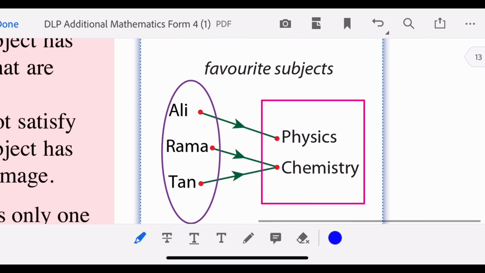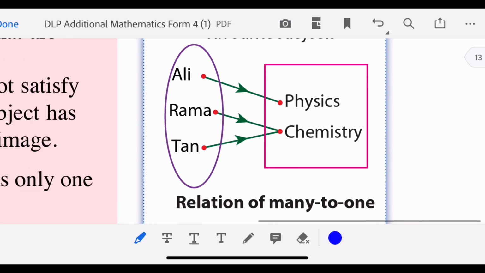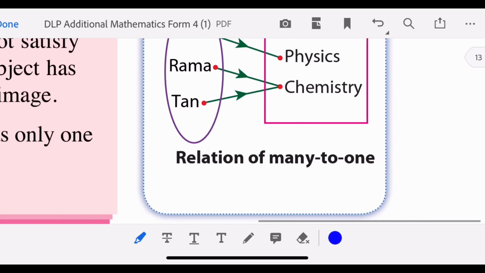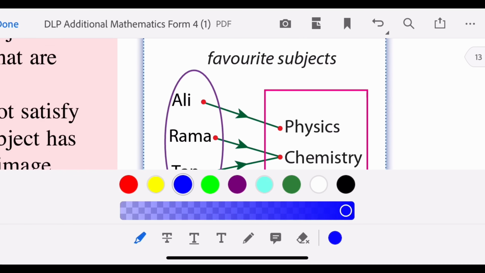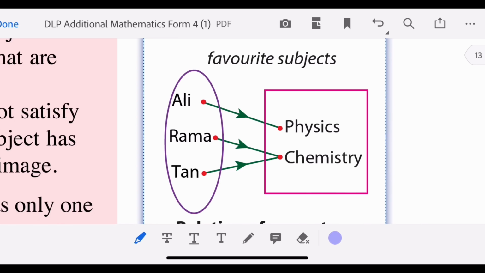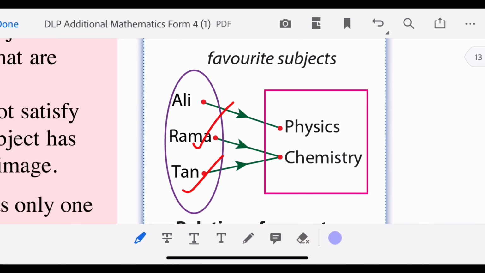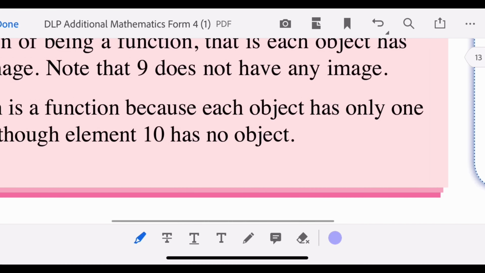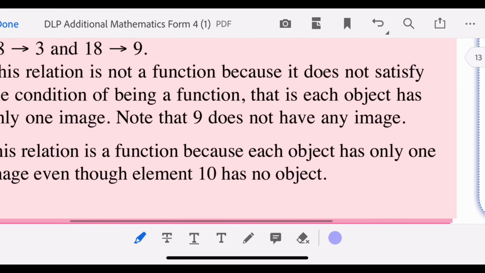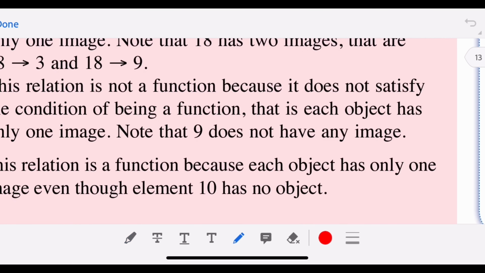Classification of animals, for example. Favorite subject, this is many to 1. All these are functions, right? Relation of many to 1 and relation of 1 to 1 are functions. Please remember, not only 1 to 1, many to 1 also belongs to function. So for example, the favorite subject of Ali is physics, and the favorite subject of Rama and Tan is chemistry. Now we can see that the relation is a function because each object has only one image.